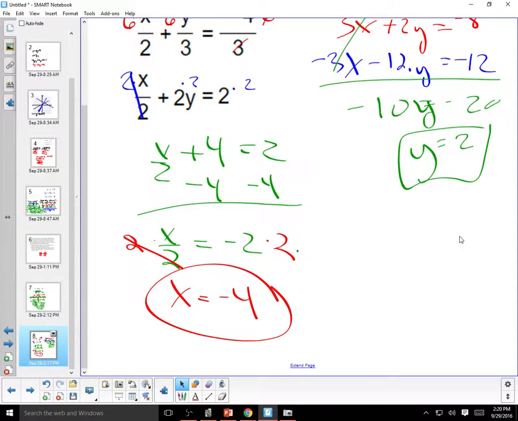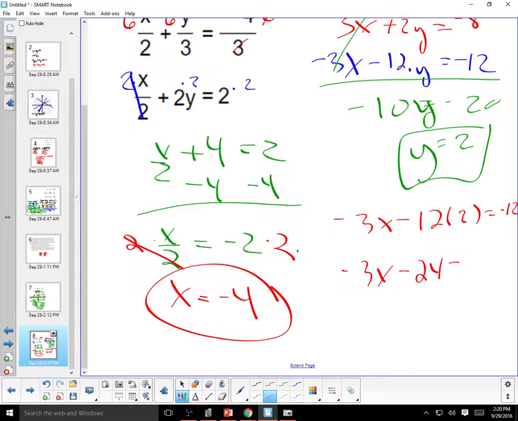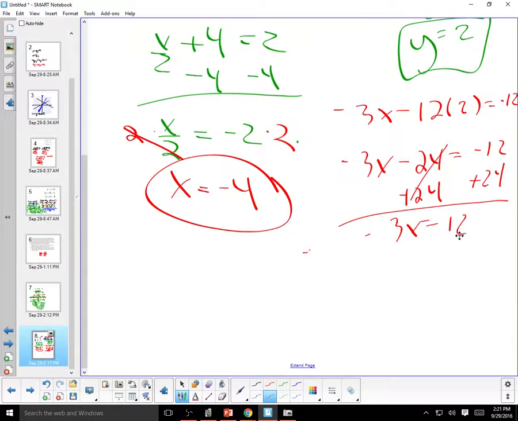No matter which equation you use, it's going to be the same, right? Yeah, it shouldn't matter. Here, watch. Negative 3x minus 12 times 2 is negative 12. Negative 3x minus 24 is negative 12. Add 24, add 24. Negative 3x is equal to 12. Divide by negative 3. X is negative 4. Isn't that beautiful?